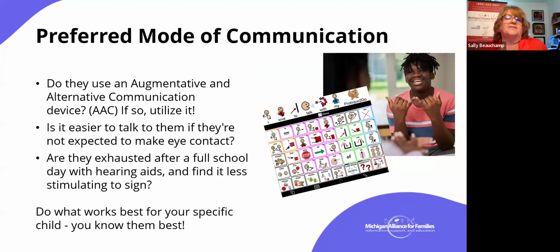Okay, so some of you might have children that are nonverbal, or they don't have a lot of language skills. So use the preferred mode of communication. Do they use an augmentative and alternative communication device, AAC? If so, utilize that. Is it easier to talk to them if they're not expected to make eye contact? Are they exhausted after a full school day with hearing aids and find it less stimulating to sign? Do what works best for your child because you, as Hayley said, know them the best.